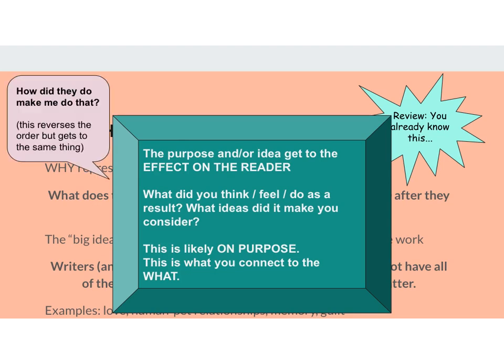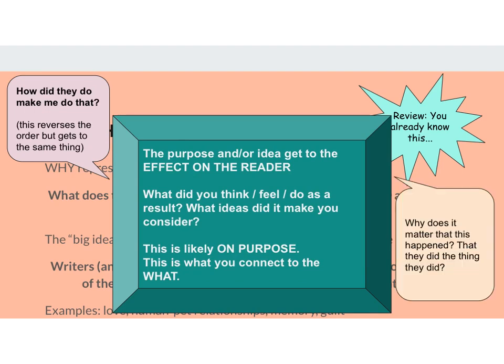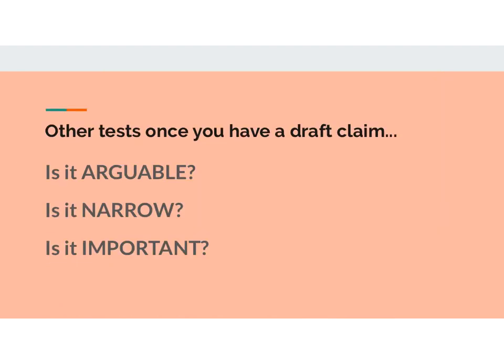So you might ask yourself, how did the author make me do that? So you might start with the effect on the reader and then go back to the specific detail. It's a perfectly valid way to do it. You might also consider, why does it matter that this happened, that they did this thing that they did? Why is that important in the world? And that extends it and gets to importance. So those are all the kind of considerations that you need to go through in order to get a claim.